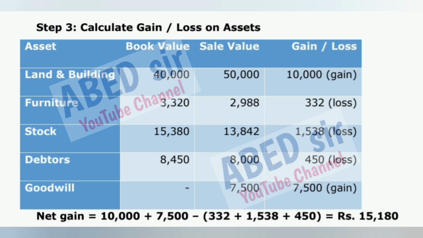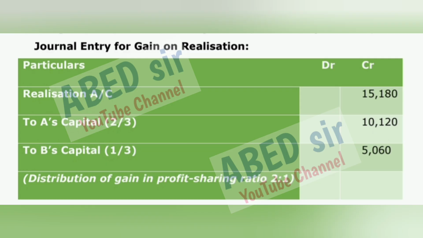Net gain is equal to 10,000 plus 7,500 minus 332 minus 1,538 minus 450 is equal to 15,180 rupees. Journal entry for gain on realization. Realization A/c 15,180. To A's Capital, 2/3, 10,120. To B's Capital, 1/3, 5,060. Distribution of gain in profit sharing ratio 2:1.